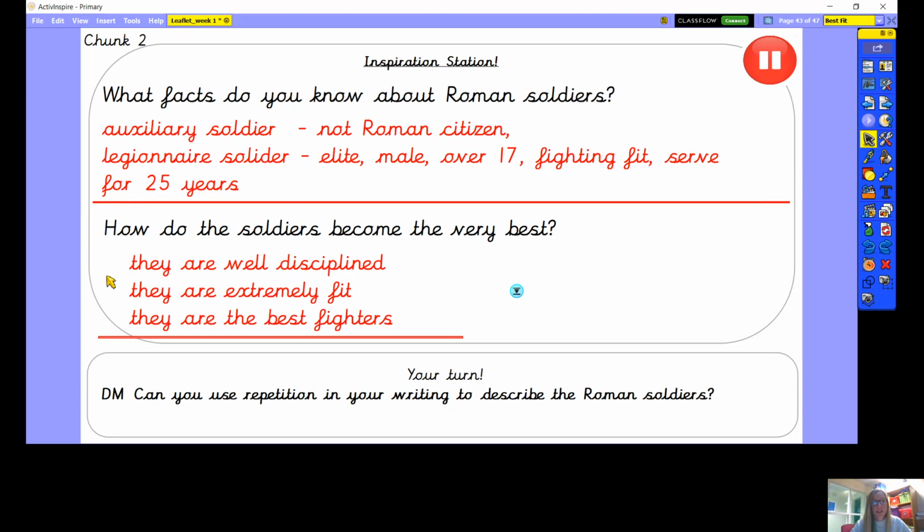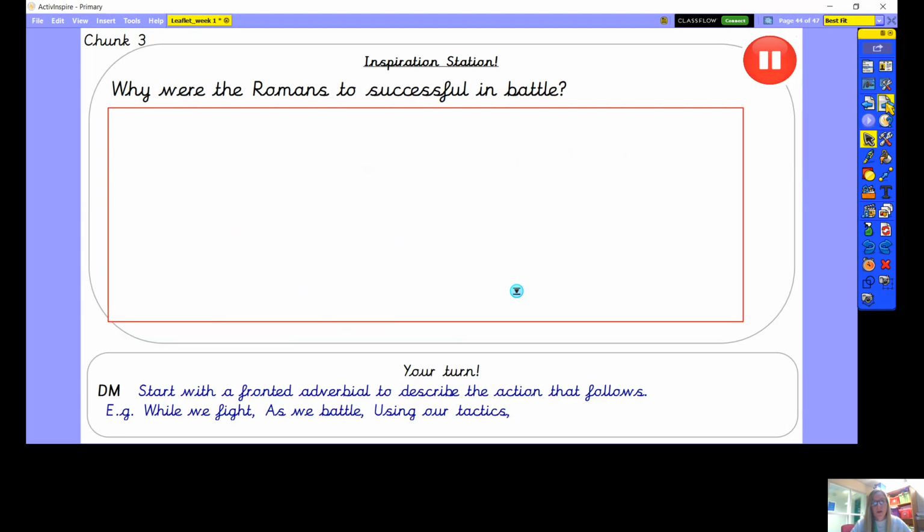So we're going to have a go at writing our chunk 2. So magpie those ideas down if you want to get them into your writing. And if you want to deepen the moment today for chunk 2, you could think about how you can use repetition in your writing to describe the Roman soldiers. So let's think about modelling chunk 2, part of our paragraph.